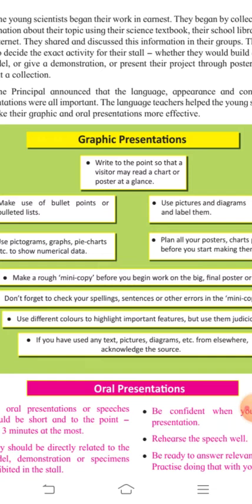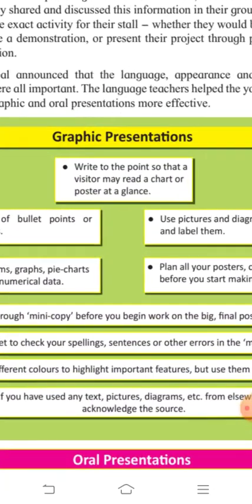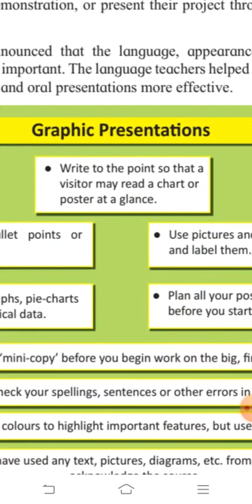So here their language teachers, that means whatever language they had chosen for their stall or for their exhibit or for their topic, different language teachers helped them to make their graphic presentation. Now you also learn how a graphic presentation has to be done. What are the different points to be noted down whenever any graphic presentation has to be done? Okay students, so let's see what are the different points to be noted down whenever you are doing a graphic presentation.